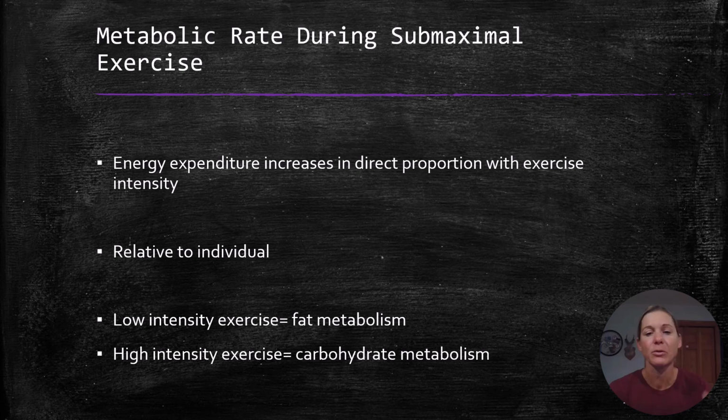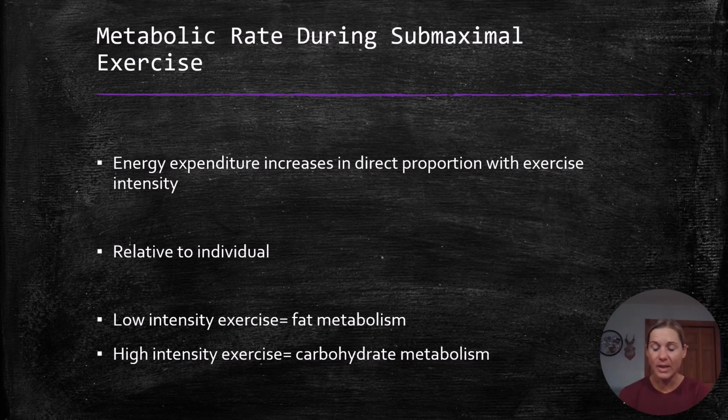So how many calories are we burning, right? Metabolic rate during submaximal exercise is based on the intensity. If I do a low intensity exercise, I'm going to rely heavily on fats. If I do high intensity exercise, I'm going to rely on carbs for my fuel source. However, the total amount of calories will also vary.